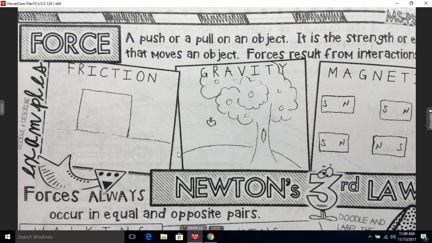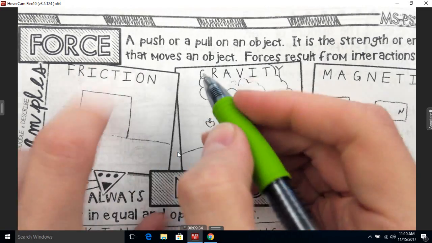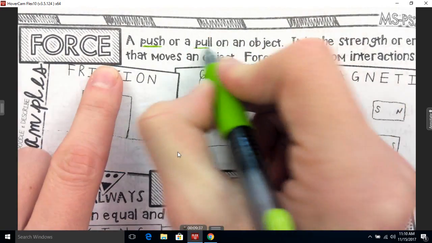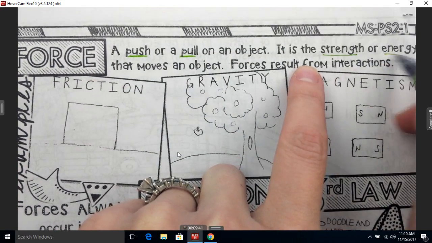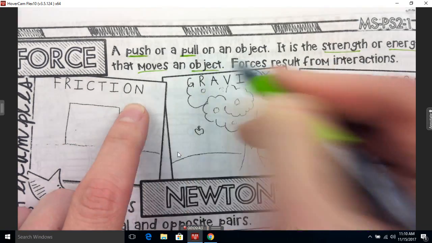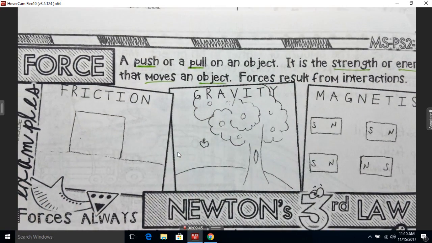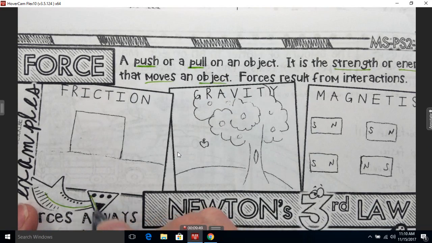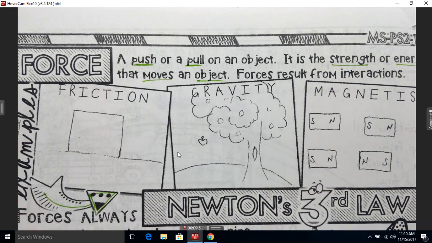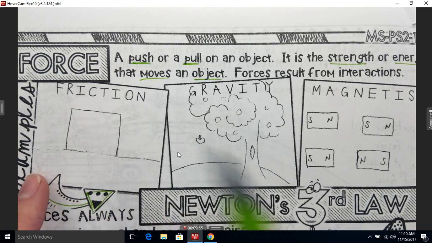Okay, I did use green for force, a push or pull on an object. It's also the strength or energy that moves an object. We've talked about force already. Okay, y'all can color all that later. Let's look at this first picture.